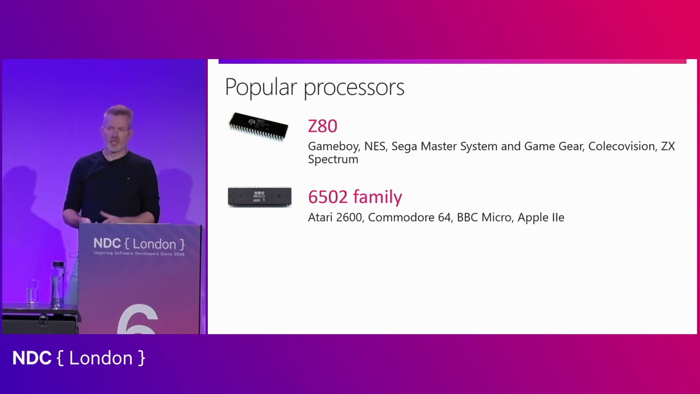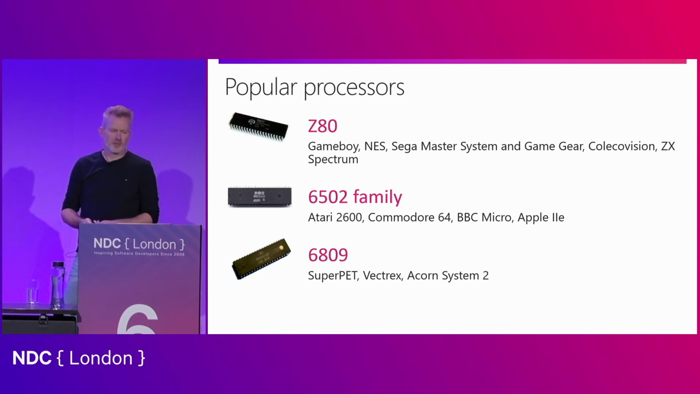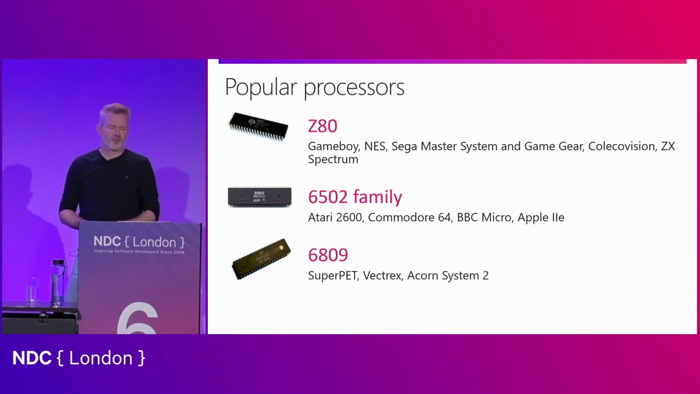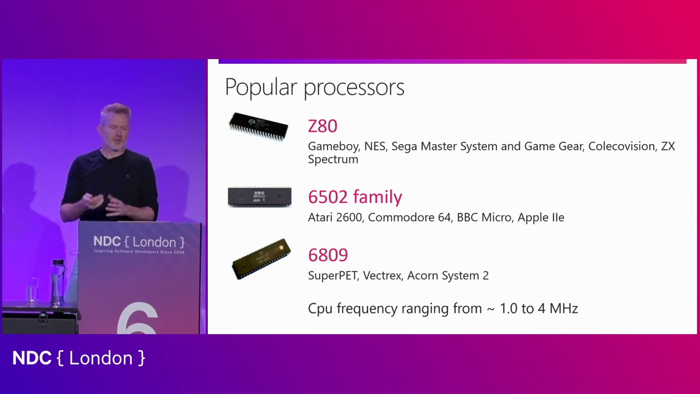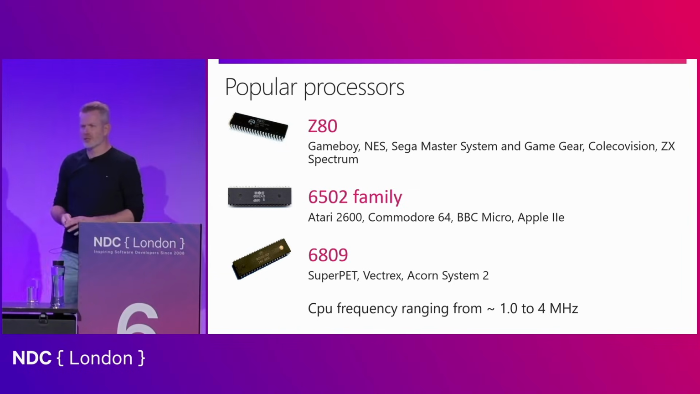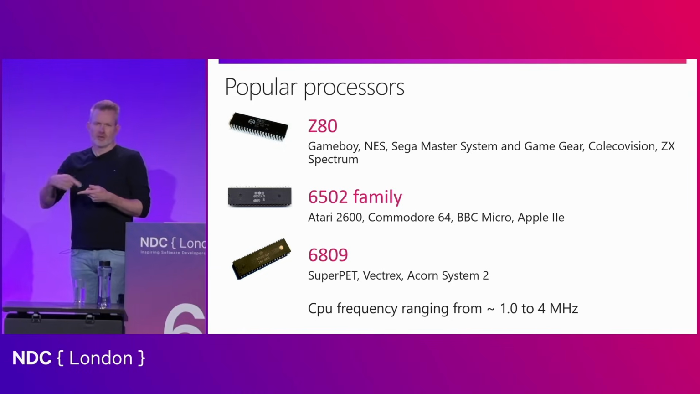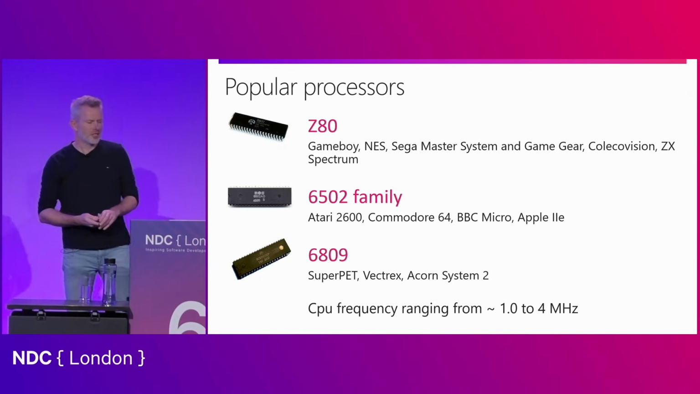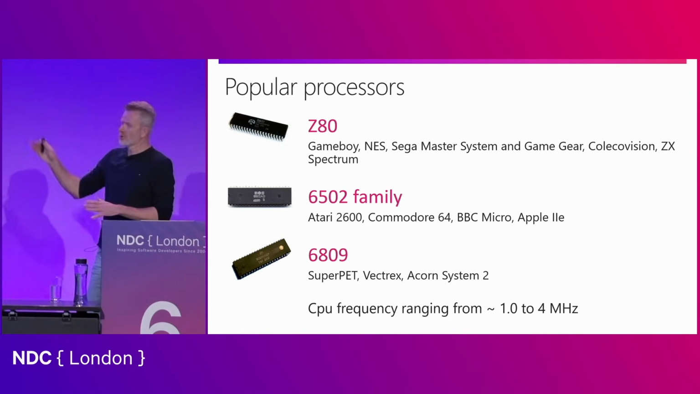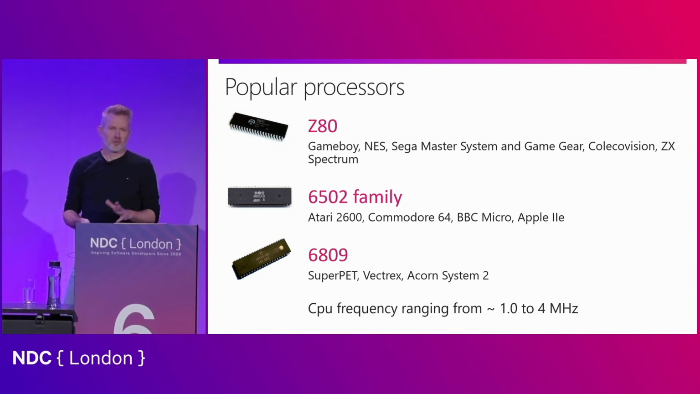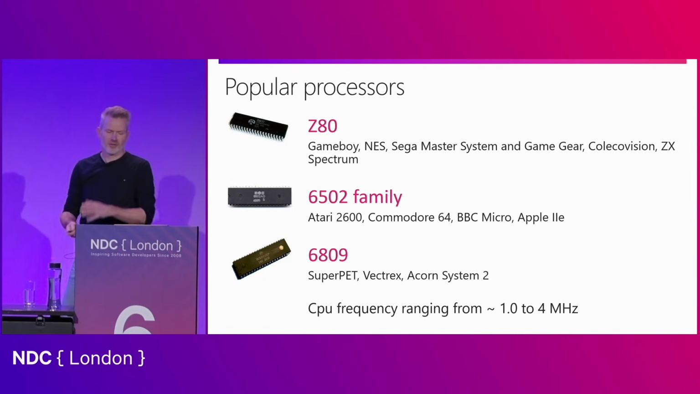Pretty well known, the 6510 is the one that was being used in the Commodore 64. And you have the 6809, that was pretty well known because of the Vectrex. But these are things that have a frequency at which the execution of instructions is being done somewhere around 1 to 4 megahertz. Compare that to gigahertz frequencies on your laptop now or your other devices.